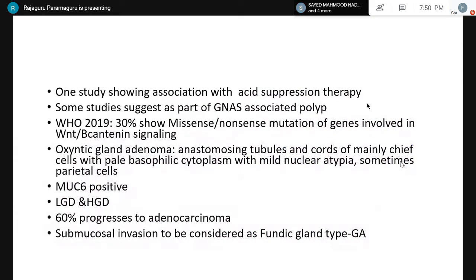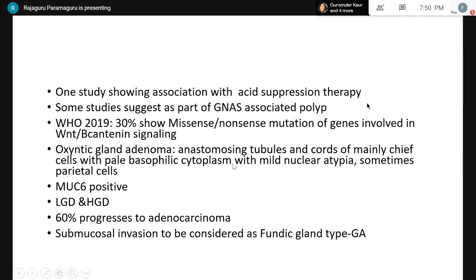These are similar. One study has shown some association with GNAS mutation, but WHO has mentioned that only 19% show GNAS mutation, whereas around 30% show mutation of the genes involved with WNT beta catenin signaling pathway. This is actually considered by the Japanese pathologists to be an early gastric carcinoma, but the Western pathologists do not consider it as an early gastric carcinoma unless it invades the submucosa.